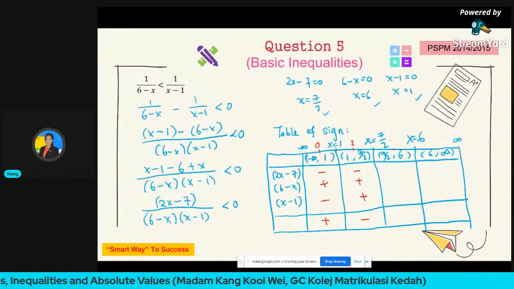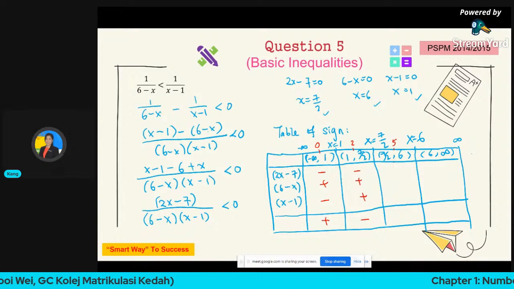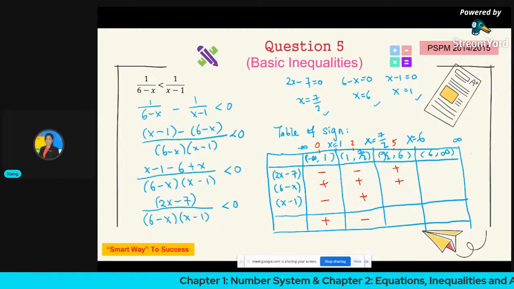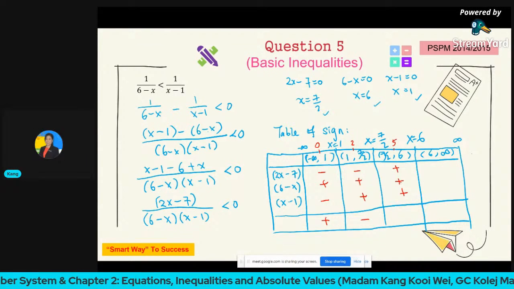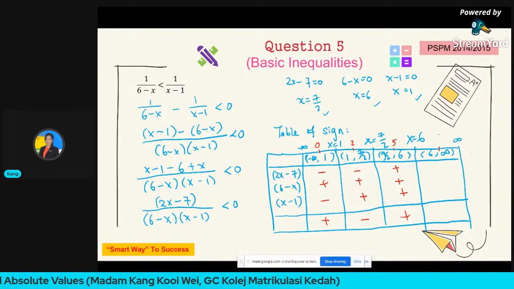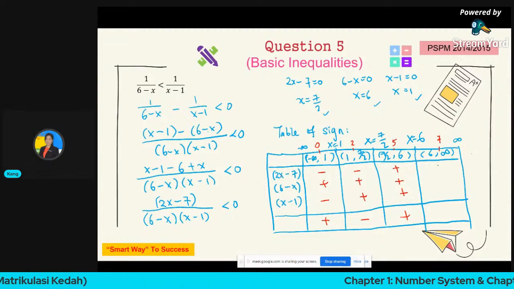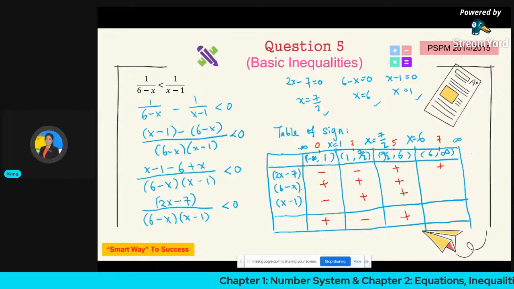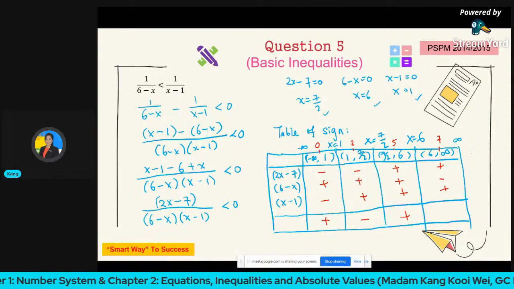Next, for this one, we can choose the value 5. Okay, 5 substituted into here. 10 minus 7 is a positive value. Then 6 minus 5 is positive 1. 5 minus 1 is positive 4. Okay, so positive, positive, positive, positive, positive, positive. The last one here, we can choose 7, 8, 9, 10 also can. If we choose 7, 2 times 7 is 14. 14 minus 7 is 7, positive. 6 minus 7 is negative 1. Then 7 minus 1 is positive 6. So positive, negative, negative, negative, positive, negative.